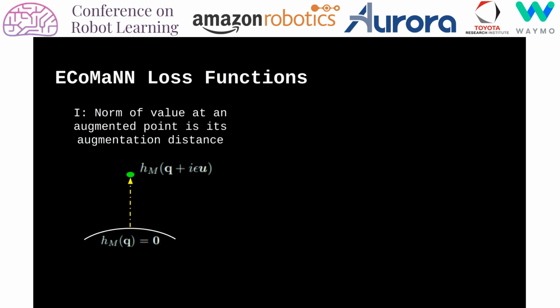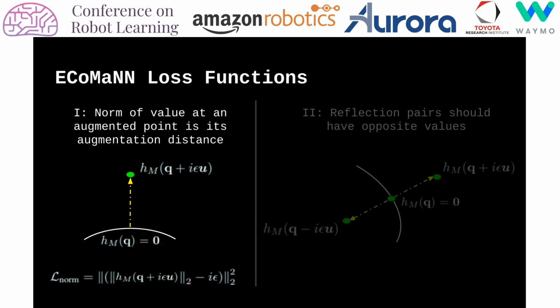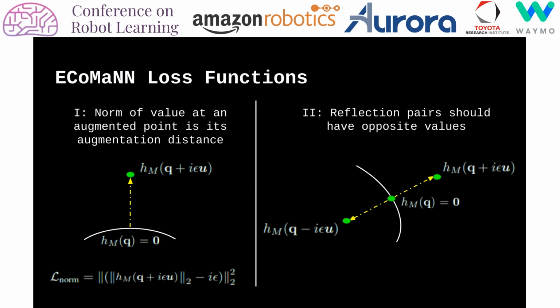We define 4 losses to train ECoMaNN with augmented data. First, for each augmented point, its target value is set to the augmentation distance. This loss minimizes the difference between the norm of ECoMaNN's output and the target value. The other 3 losses are Siamese or pairwise losses, which constrain the output value of 2 points relative to each other. The second loss enforces pairs of reflected augmentation points to have values of the same magnitude but opposite sign. This loss minimizes the sum of the 2 output values.